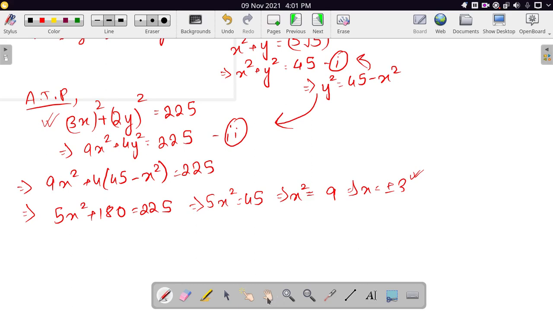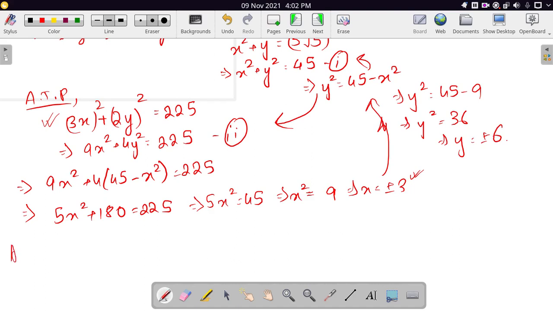Now we need to find the value of x and y. We need to find the two sides, right? So we will just put the value of x. First we need to find the value of y. So for that we will put the value of x as 3 in this equation. So it is y square is equal to 45 minus 9. So y square is equal to 36. y is equal to again plus minus 6. Minus we are not considering. So now we have x, we have y. Now comes the answer line.